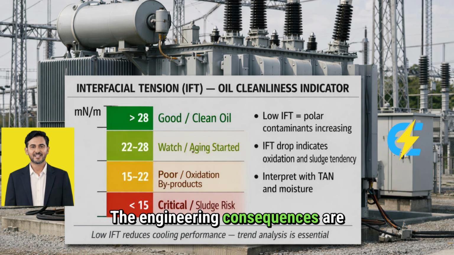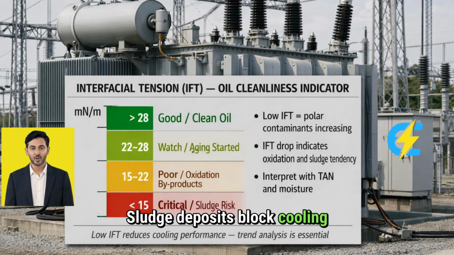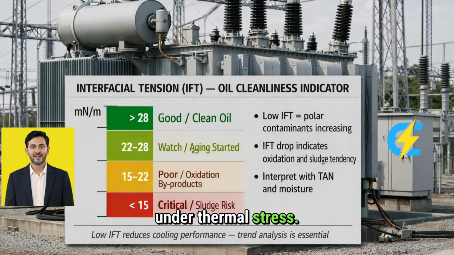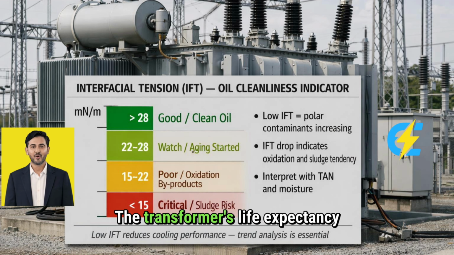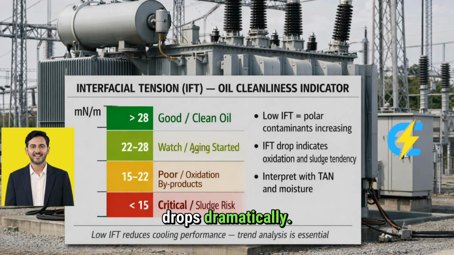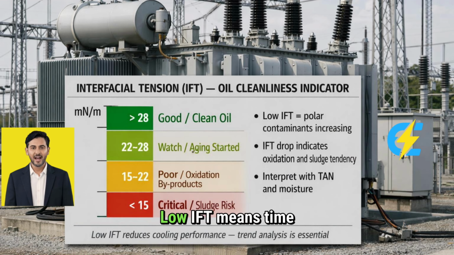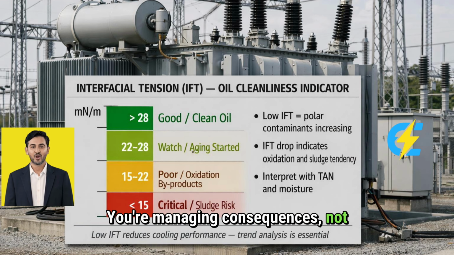The engineering consequences are severe. Sludge deposits block cooling channels. Hotspots develop. Insulation paper degrades faster under thermal stress. Moisture absorption increases. The transformer's life expectancy drops dramatically. What should have been decades of reliable service becomes years of mounting problems. This is why many failures happen, not because oil was bad initially, but because IFT was ignored for years. Engineers focused on other parameters, while this critical indicator screamed warnings that went unheard. Low IFT means time is already lost. The damage is done. You're managing consequences, not preventing problems.